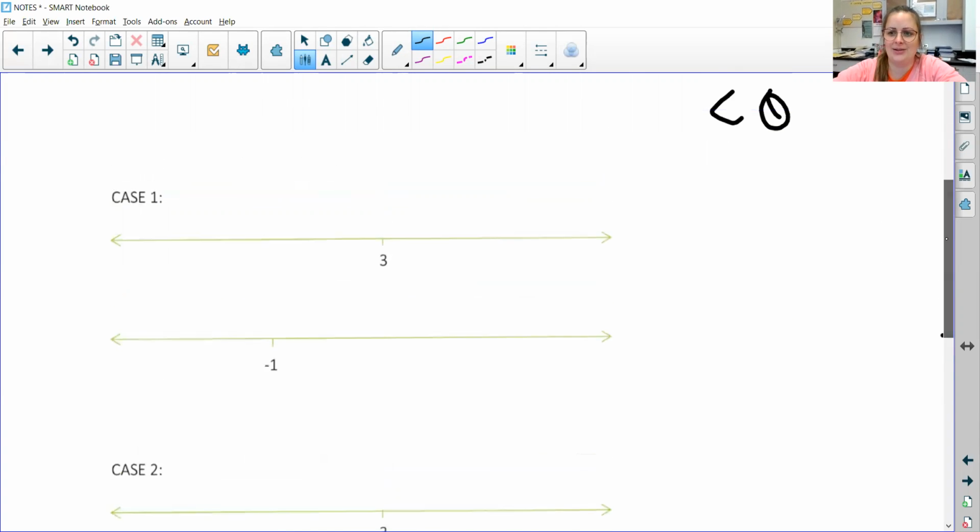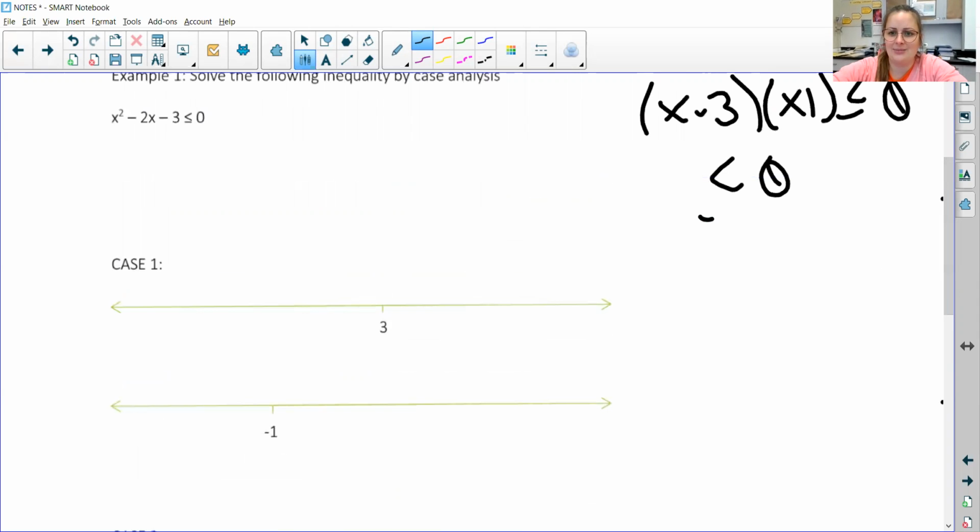Less than 0 means what? That means it's negative. That means there's two possibilities.